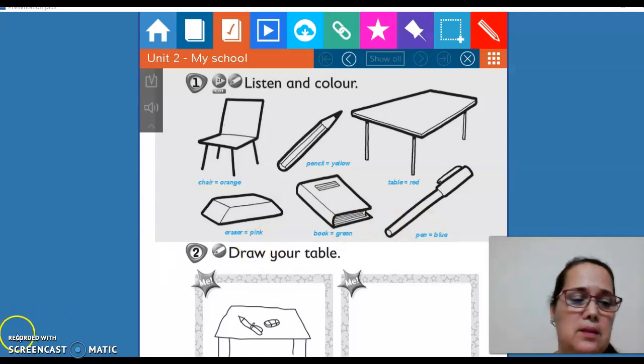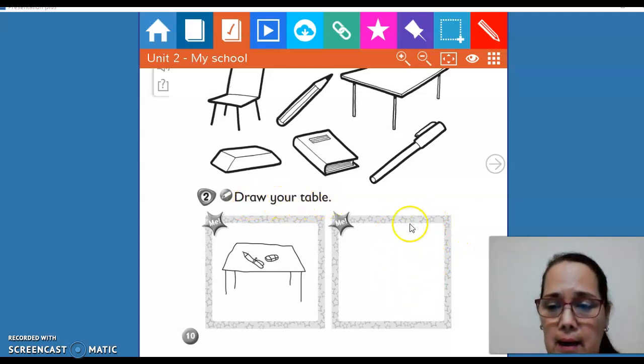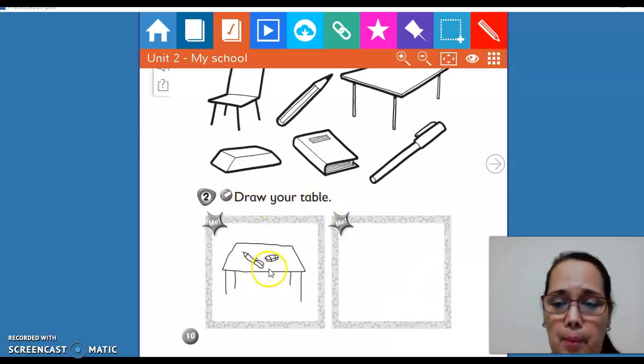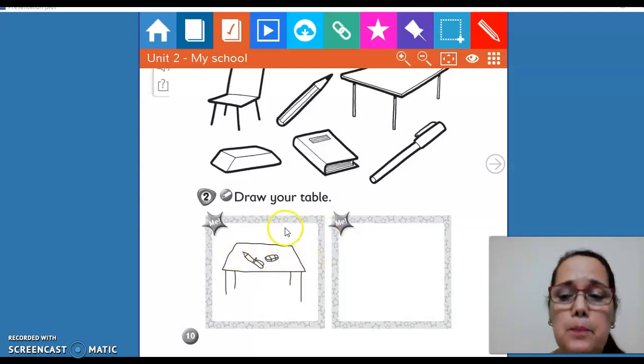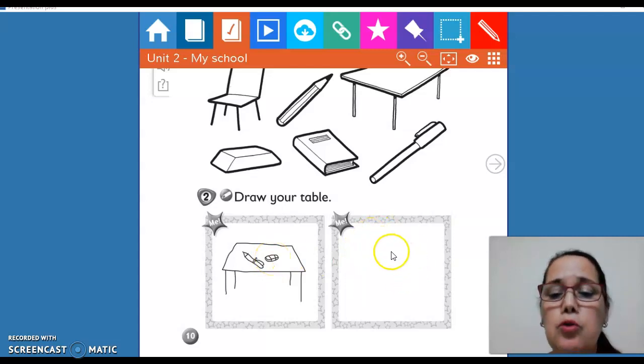Good job, kids. Next activity, activity 2. On this activity, you are going to draw your table. But first, look at the example. This is the example. This is Miss Paola's table. Okay? And look, she has a pen and an eraser. Here, you are going to draw your table and the things that you have on your table. The objects that are on your table.